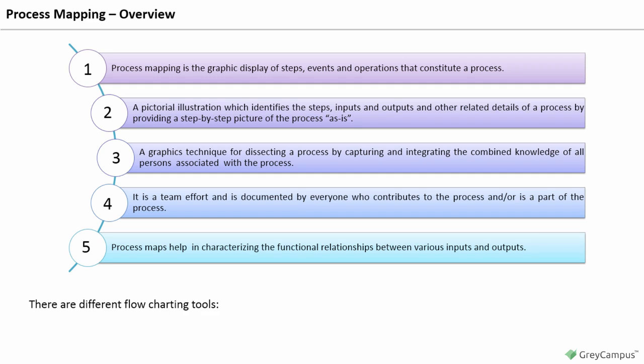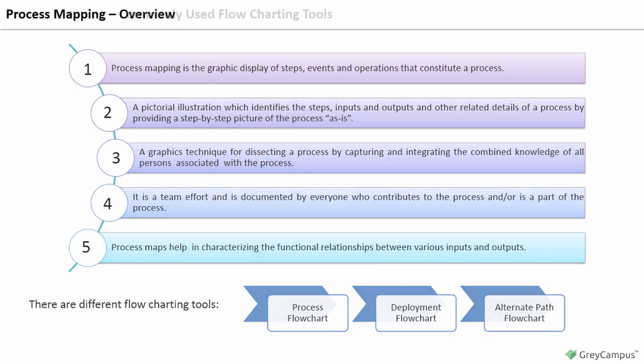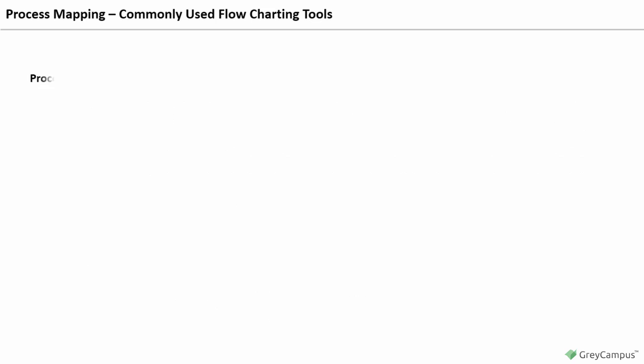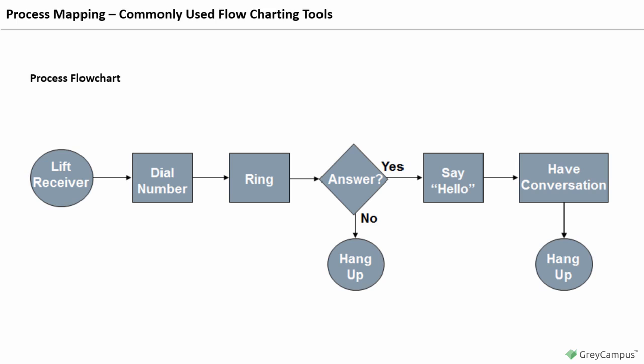Flowcharting tools. Three commonly used process mapping tools to create detailed process maps are process flowchart, deployment flowchart, and alternate path flowchart. Commonly used flowcharting tools. Process flowchart. As you can see in the diagram, the process flowchart is a regular flowchart of the process. In this example, an individual lifts a receiver, dials a number, and it rings on the opposite phone. If the call is answered, we hear a hello, and then we have a conversation, and finally we hang up the phone. If the phone is not answered, we will hang up the phone.